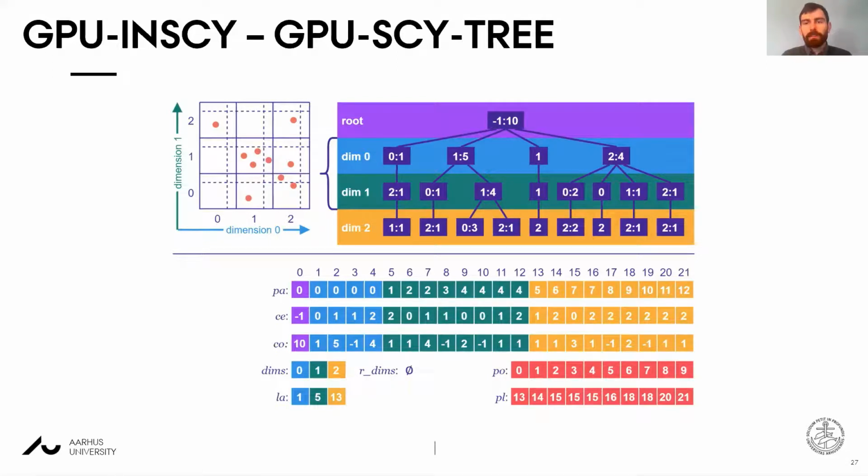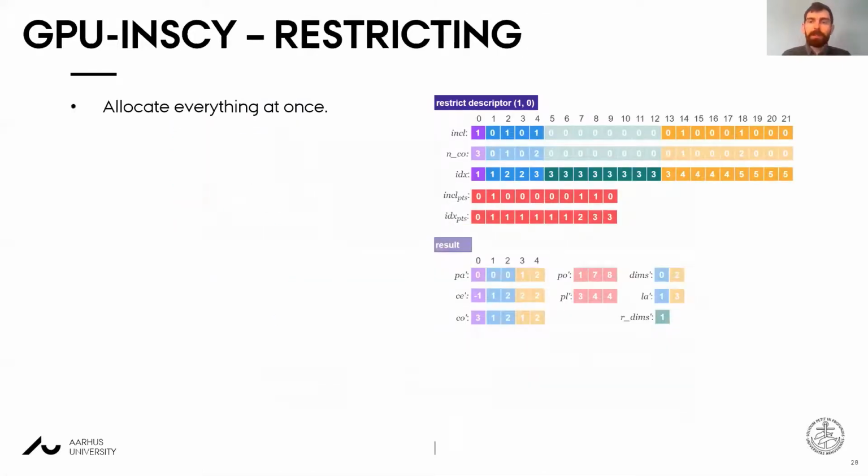Instead of representing each node as an object, we keep an array for each attribute: parent pointer, cell number, and count of points, where each node is represented by an entry in each array. We arrange the layers one by one in the arrays to ensure memory alignment later. When restricting, we need to allocate the restricted skytree in one go instead of one node at a time.